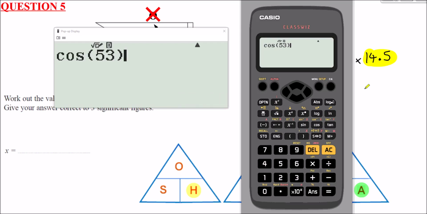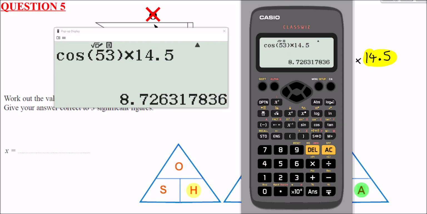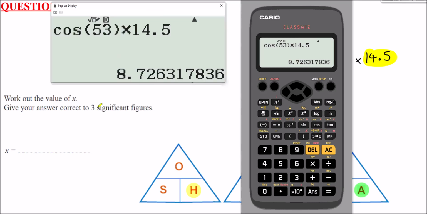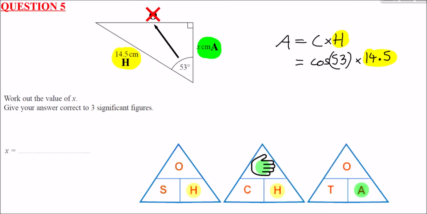close brackets, multiplied by the hypotenuse, which is 14.5, press equals, we get 8.72, but because we're rounding it to 3 significant figures, we have 8.72. However, next to this 2 is a 6, which is 5 or more, so this 2 gets pushed up to a 3. So the final answer, x is 8.73 to 3 significant figures. And of course, we're talking in centimetres, so we may as well add in cm.